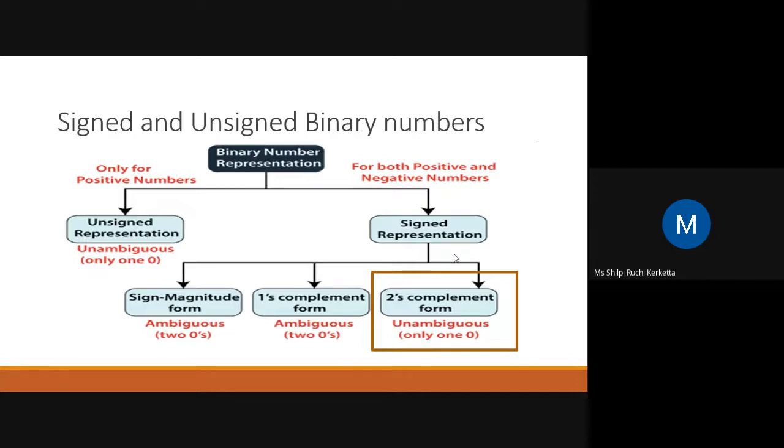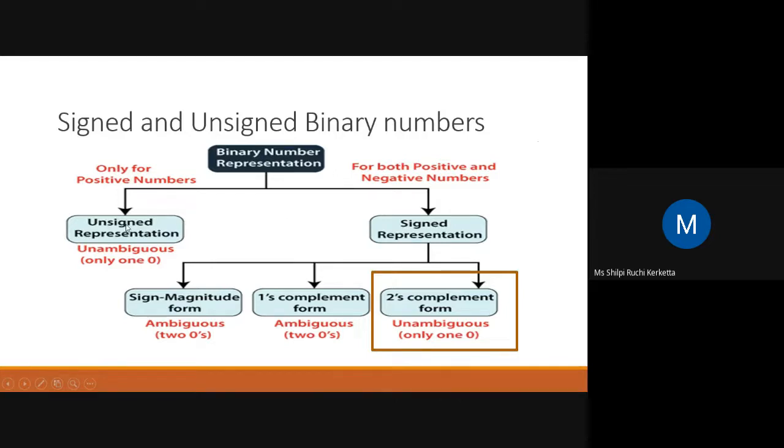So earlier, whatever binary numbers we have seen, all those are unsigned binary numbers. What is unsigned? It only contains positive numbers. Okay. But now we have to see a signed representation, which means it contains both positive and negative numbers. Like in binary, if we have a negative number, how will we represent that? We have only zeros and ones in the binary number. So how will we represent a negative number in binary form? So that is our unsigned and signed binary number.